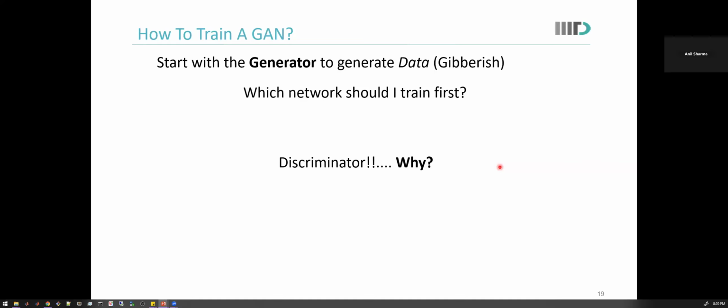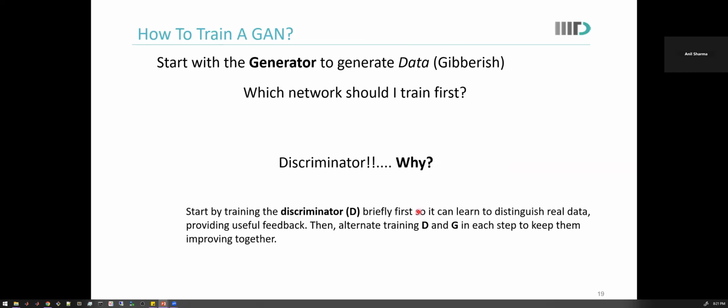Let me repeat it again: so that the discriminator can learn to distinguish the real data, providing some useful feedback. If we start with the generator and the discriminator is not well trained, the generator will not get good feedback. So it's better to start training the discriminator so that it knows what real data looks like and can provide feedback to the generator. Then we alternate the training between D and G in each step to keep them improving together.